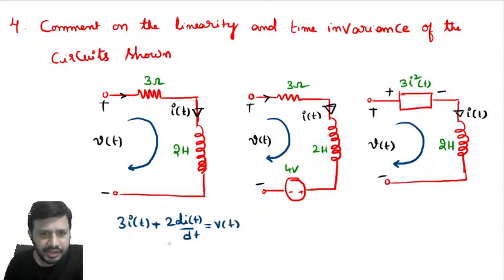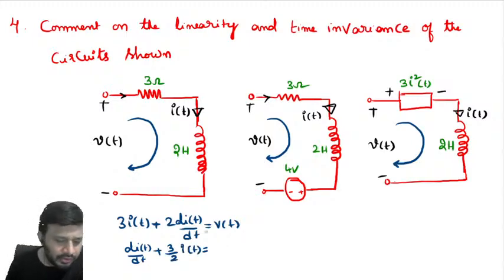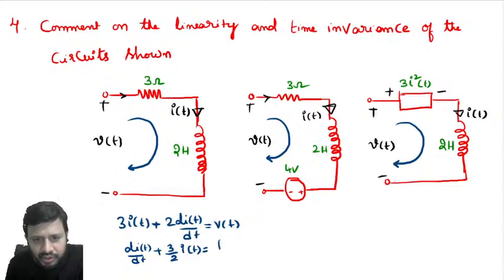Now, can I arrange this as di of t by dt plus 3 by 2 i of t is equal to, Manu has written some answers. Okay, we'll verify, Manu. di of t by dt plus 3 by 2 i of t is equal to 1 by 2 v of t. Fine. Now, first circuit, I got the differential equation.